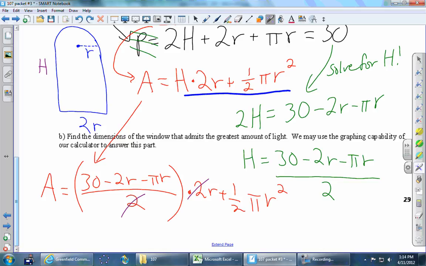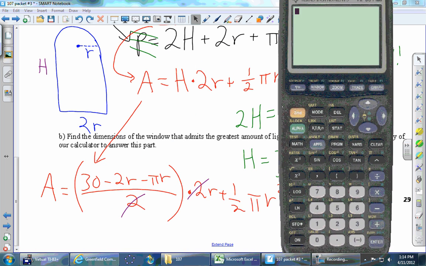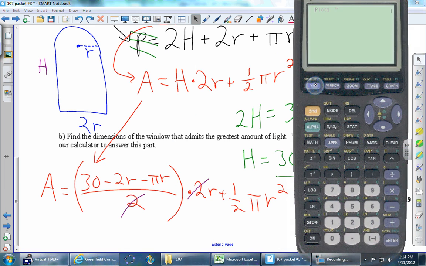Now I can type it into my calculator. So I'm just going to do this real quick. You don't need to type this in, but let's see if we can get to the conclusion here. I'm just trying to type in this thing in red here. Y equals, parentheses, 30 minus 2 what? I don't have r. 2x minus pi x, parentheses, times x. And we canceled the 2's, and then plus half, 0.5 pi x squared. There it is.